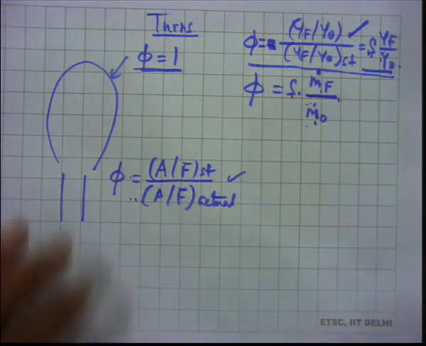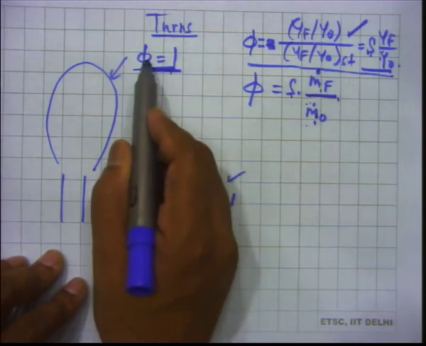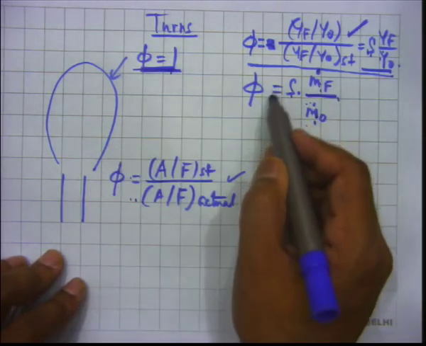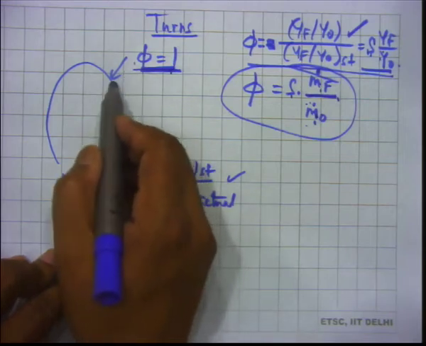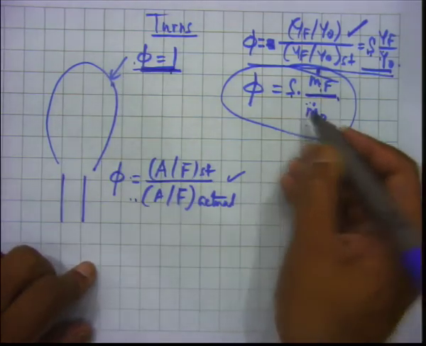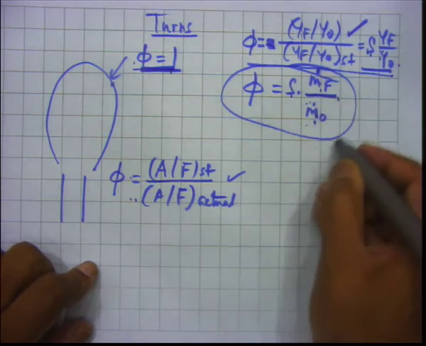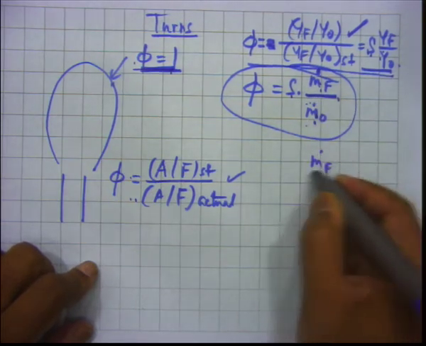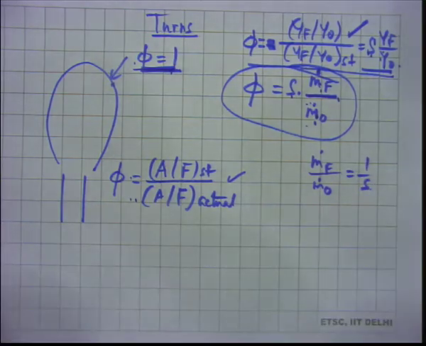Now what Turns meant is that if this is your phi, then that phi will be equal to 1 at the flame. So m dot F by m dot O has to be 1 over S at the flame. Okay.